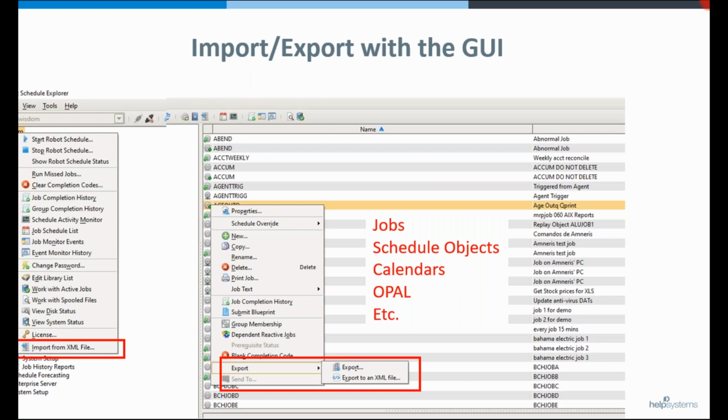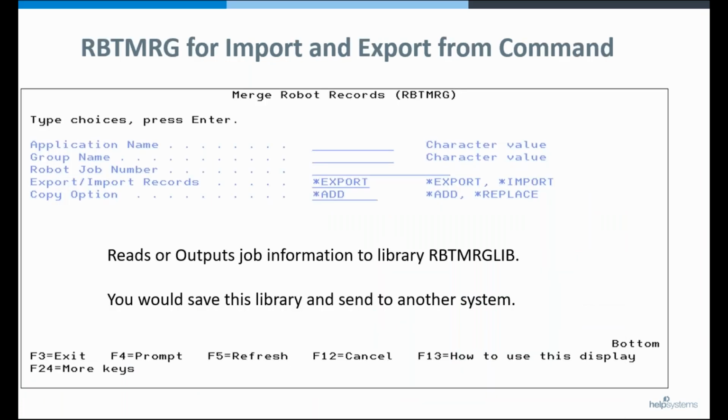If you're going to do that on your own, you have to format your jobs a certain way. And then we also have a long-time feature in the product on the green screen side called Robot Merge, and really it's merge because it's import or export. The same command, just depending upon how you fill the parameters out. You can export an entire application or a group or specific robot numbers. And what we'll do is store that information in a library called ROBOTMERGELIB. You can save that to a save file, send it to another system, and then restore it over there, and then run the corresponding RBT merge and import those jobs into the system.